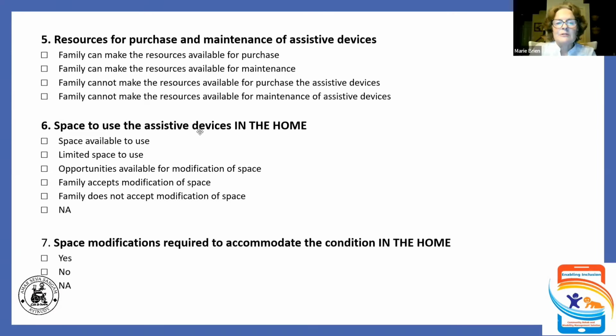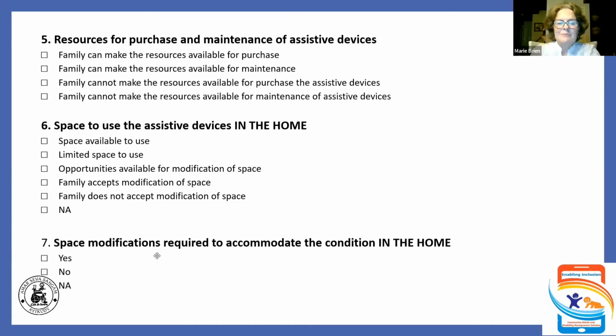We look at the space to use the assistive devices within the home. If there's limited space, or they have opportunities for modification of their space. If they accept to modify their space to enable the child to use their assistive devices, or if the family does not accept to modify their space. So we developed what we thought were the various situations that might be occurring.